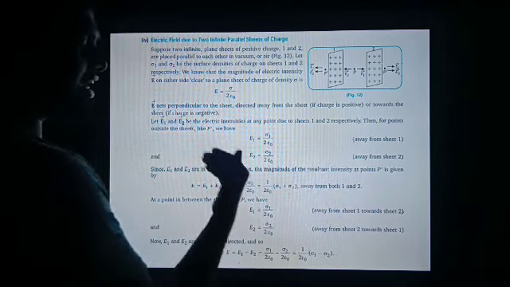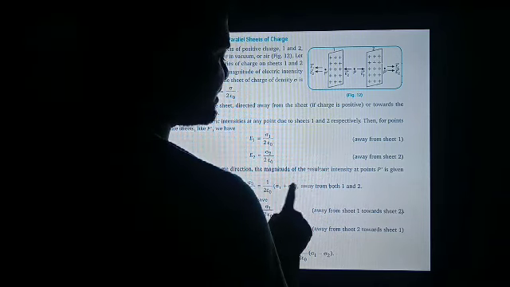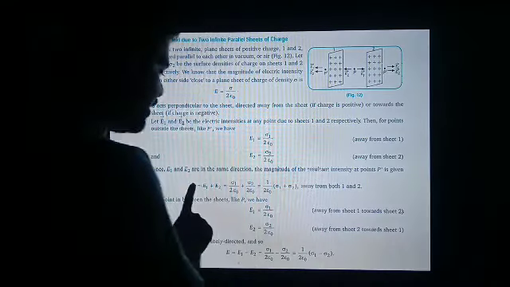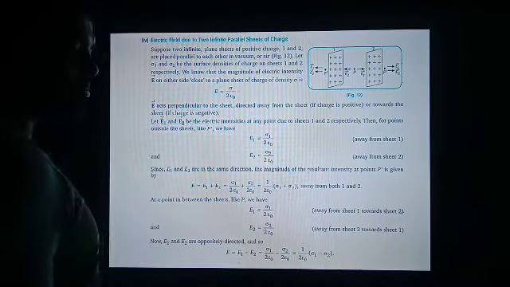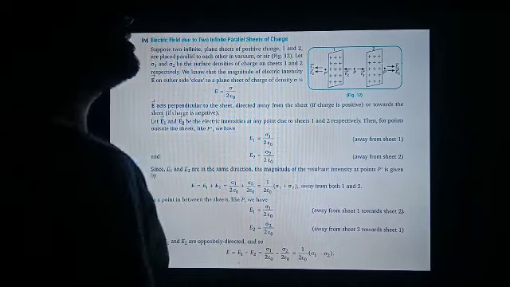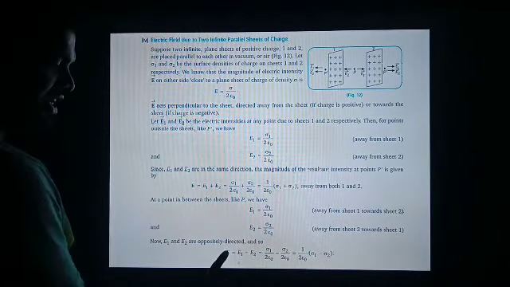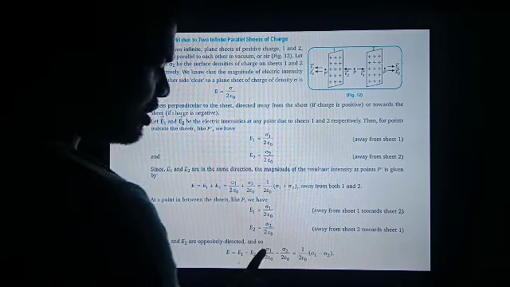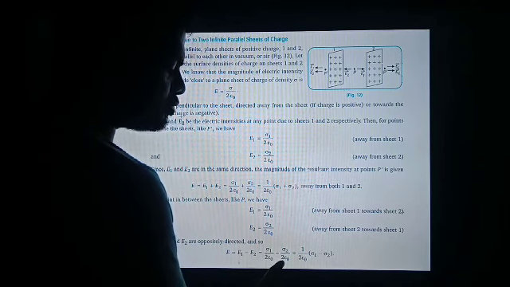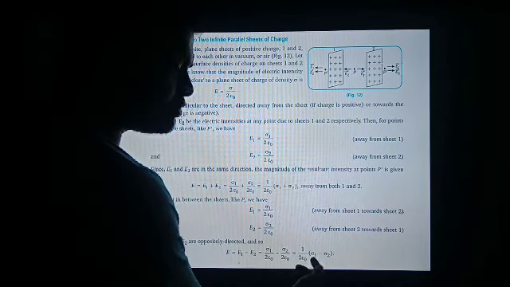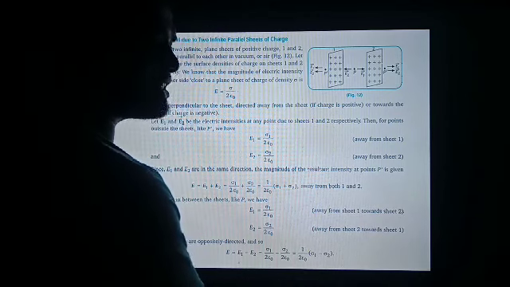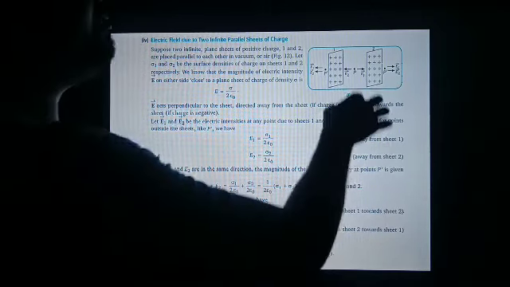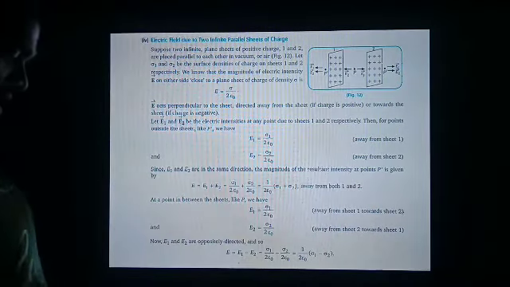So 1 upon 2 epsilon naught you may take as common. So the general formula will be sigma 1 plus sigma 2, away from both sheets. Whether here or here, the net electric field will have this general formula. But if you are considering between the plates anywhere, then E is equal to E1 minus E2 or E2 minus E1, whichever is bigger you have to put. So sigma 1 upon 2 epsilon naught minus sigma 2 upon 2 epsilon naught, take 1 upon 2 epsilon naught out as common, so it will become 1 upon 2 epsilon naught into bracket sigma 1 minus sigma 2. This is the general equation of electric field intensity at a point lying between the two charge sheets.